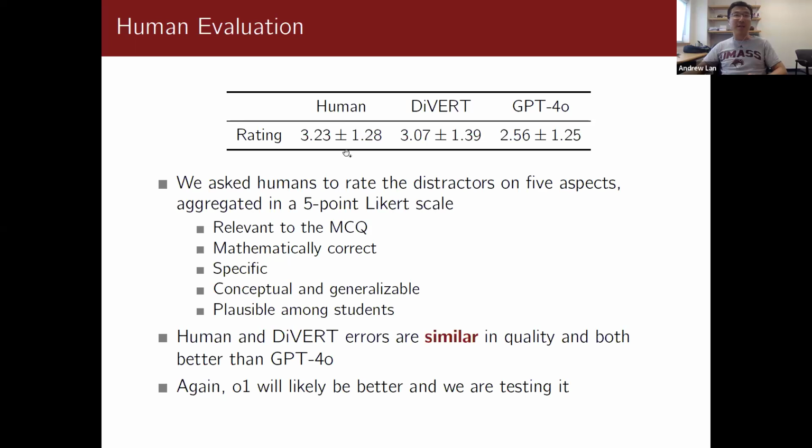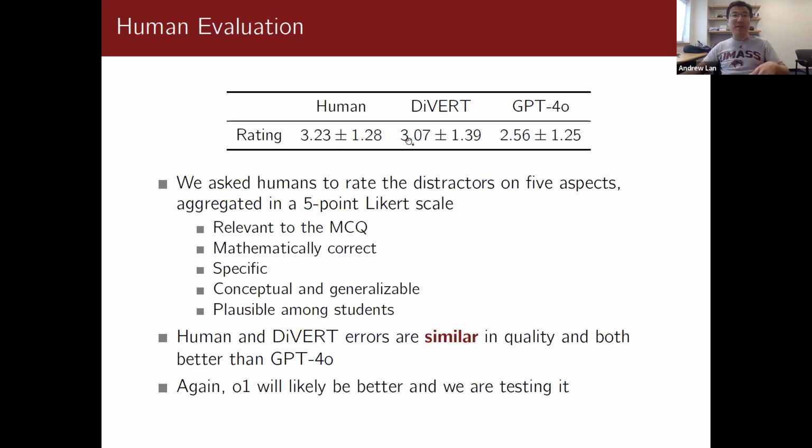In this case, we asked the human experts to rate the quality of a distractor on these 5 aspects by giving them a mixture of errors generated by humans, which are the ground truth labels, and from DiVERT, and also from GPT-4o. We don't tell the humans which one they're from. They just have to do this rating without knowing that.